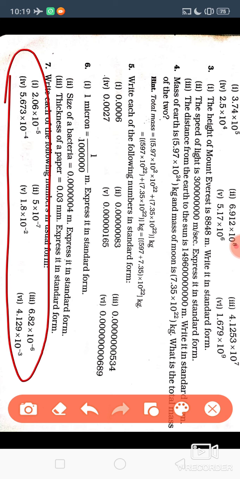So here we are at the end of this chapter, and from the next class we'll start the new chapter, that is square and square root. Okay, thank you.